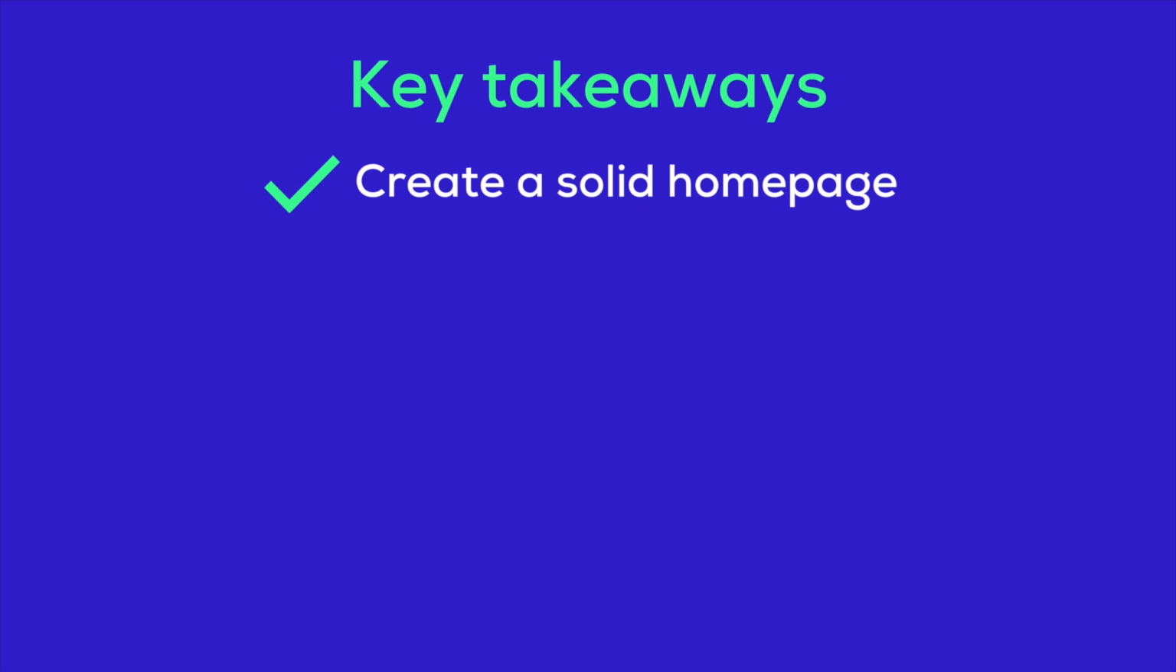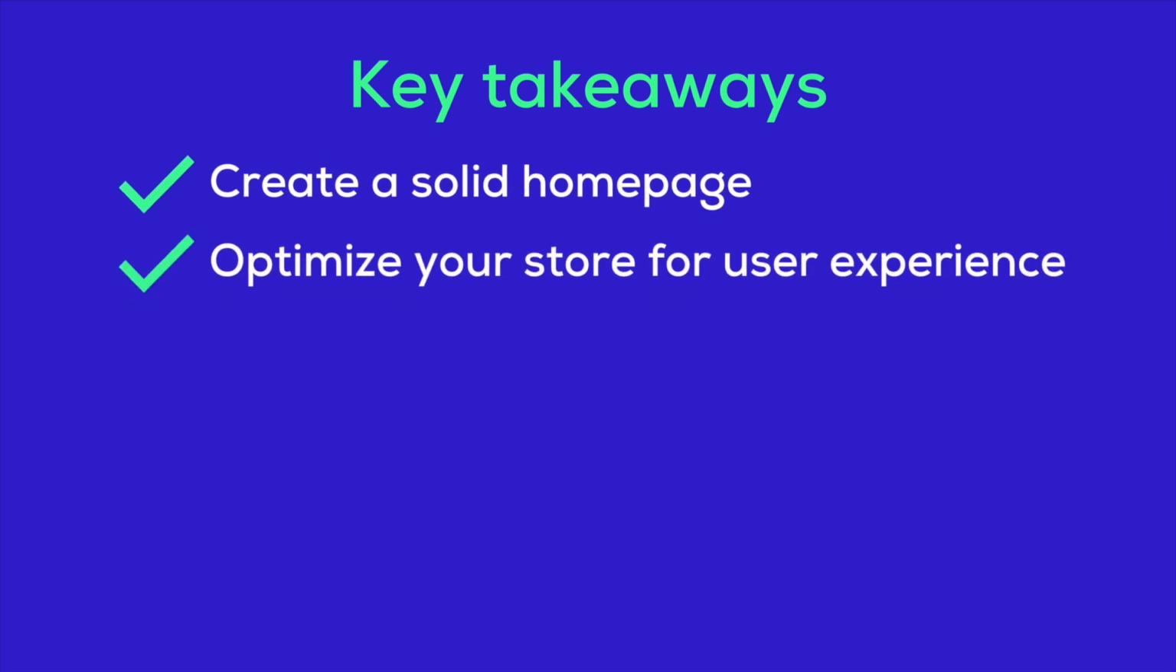Let's sum up this chapter with 5 key points. 1. Create a solid homepage that keeps visitors around and helps them trust the brand. Optimize your store for user experience. Making things easy for them is key. Simple touches like easy sign-ins, a clear navigation menu, and special sign-up deals can make a big difference.